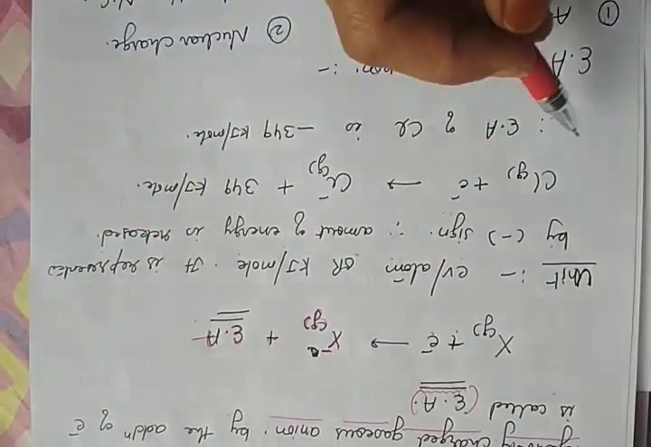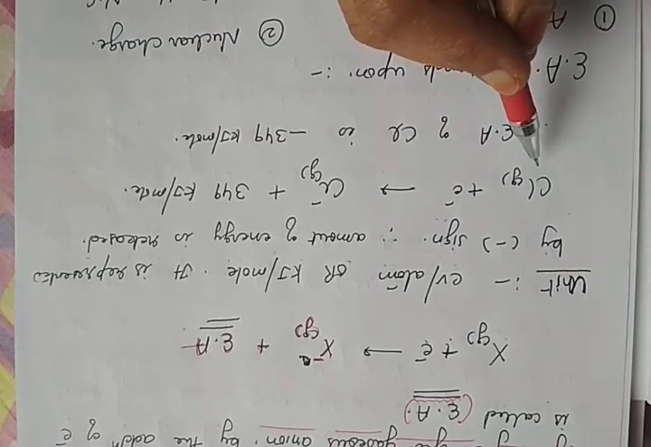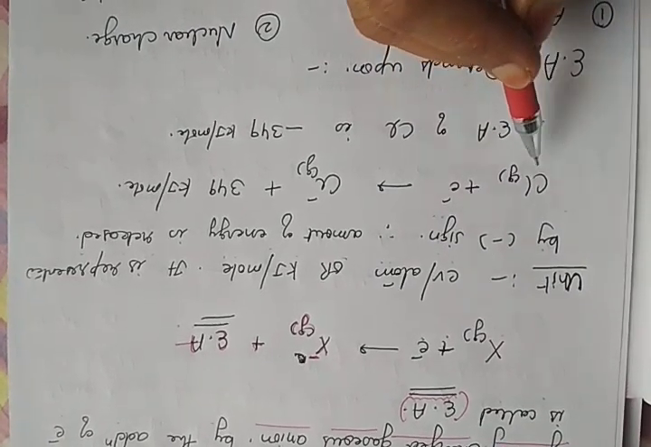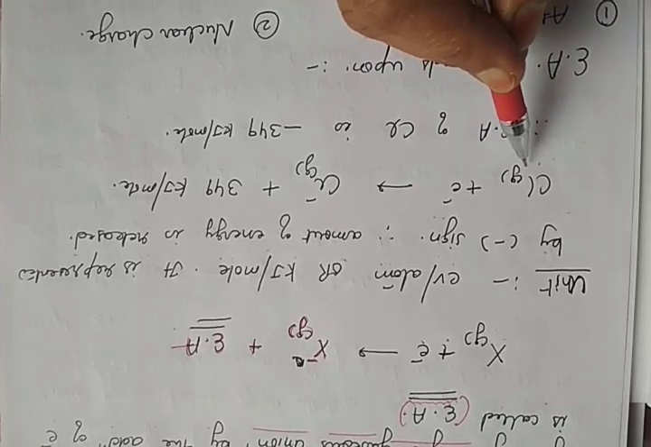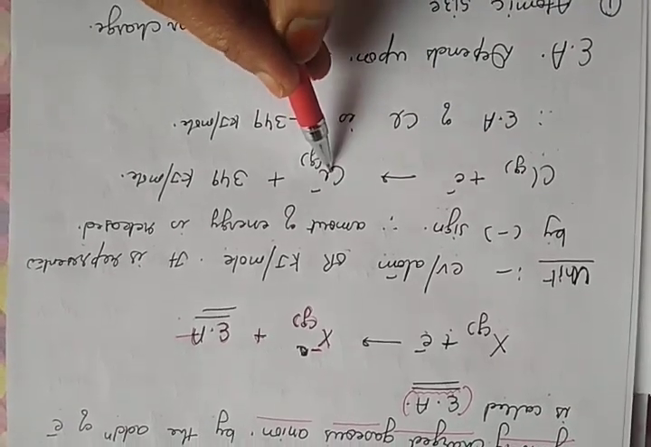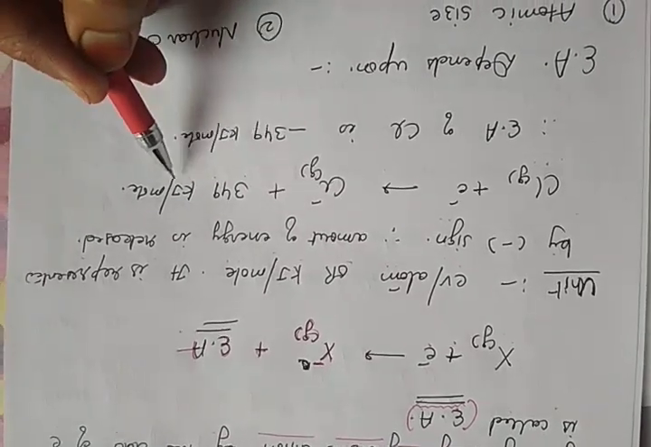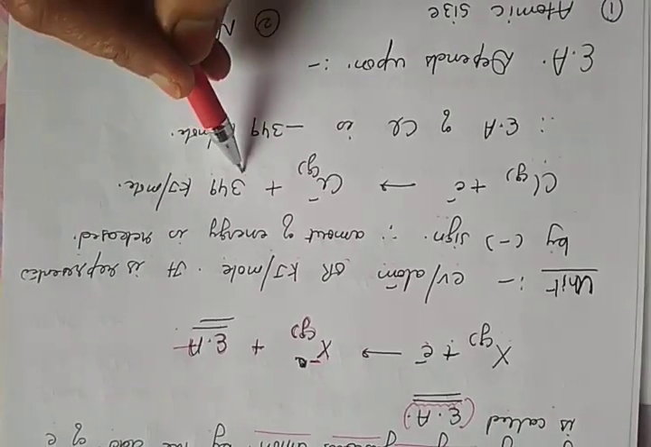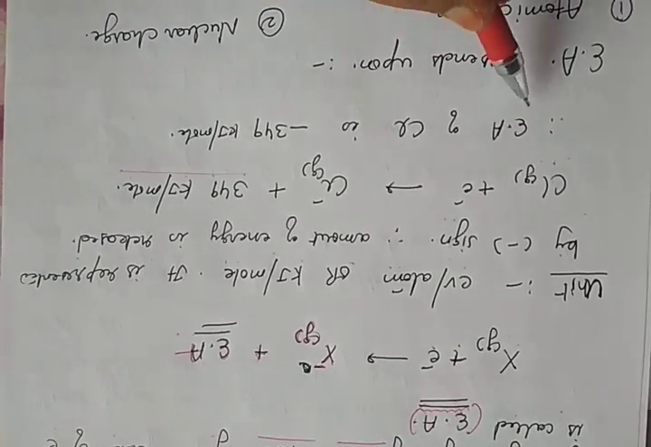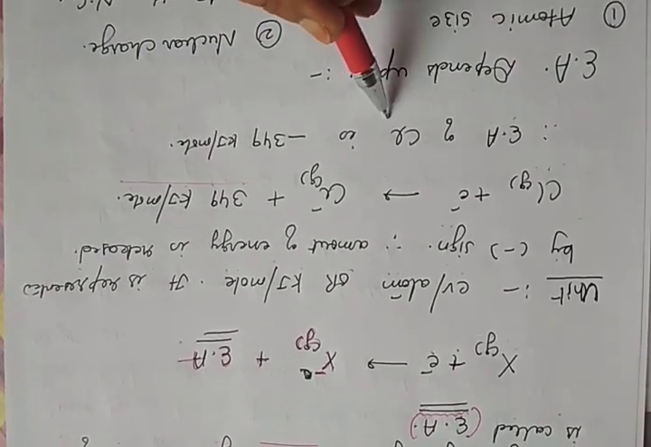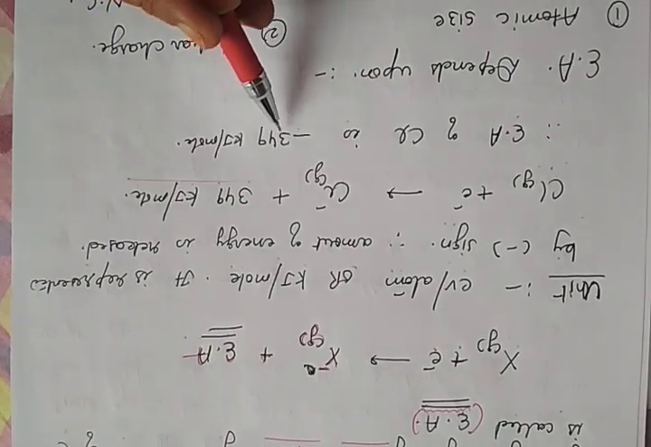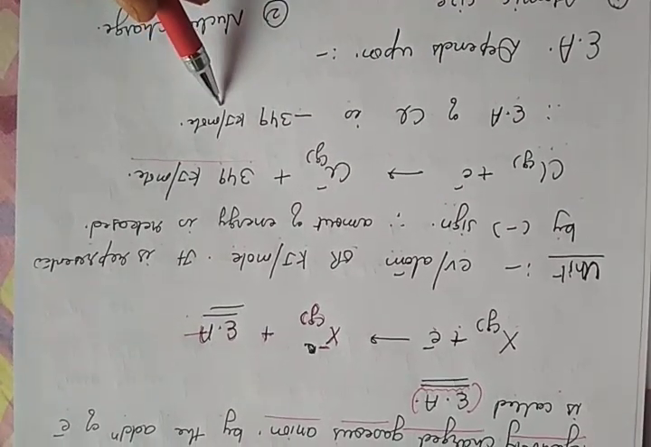Let's take an example to understand how we can write it. A chlorine atom in its gaseous state takes one electron, forming the chloride anion. Along with that, 349 kilojoule per mole of energy is released. So we can say that the electron affinity of chlorine is minus 349 kilojoule per mole.